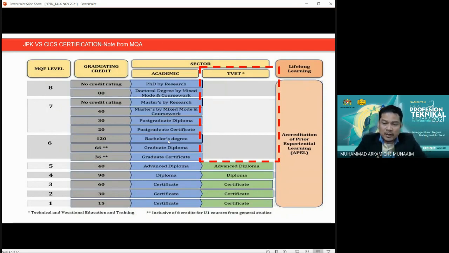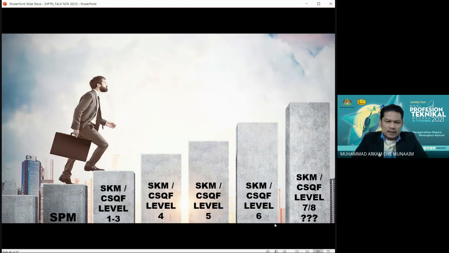This is actually happening now in the market, so that there is an alternative. Either people go for normal education, starting from certificate, diploma, advanced diploma, bachelor degree, master, PhD, or they go for this level 1, 2, 3, 4, 5, 6 of CIDB. So it can also be done as an alternative to the education process that we have currently in Malaysia. After SPM, basically we can go for SKM, Sijil Kemahiran Malaysia, level 1 to 3, SKM level 4, SKM level 5, SKM level 6, or the next level 7 and 8.